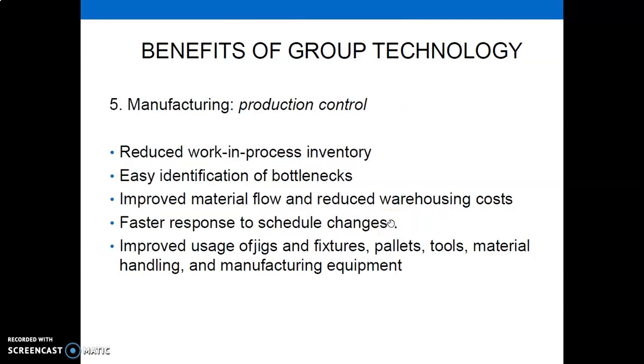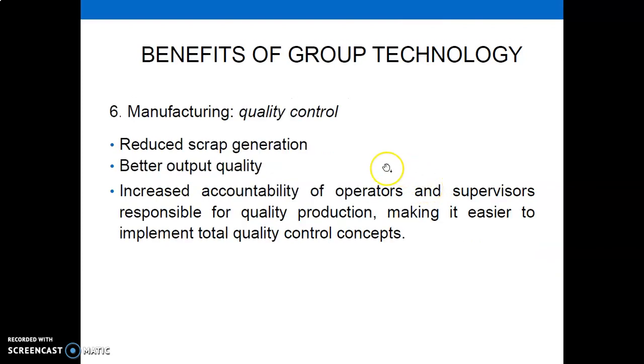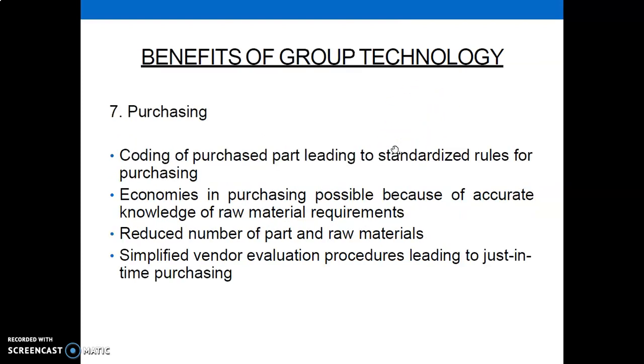And the next one is manufacturing production control. You can refer to that. Most of them are similar, but you will get some different words. Like in quality control, how do we use it in quality control? What are the benefits? If you use GT in quality control, it will reduce your scrap generation and give better output quality. So this is the advantage actually.